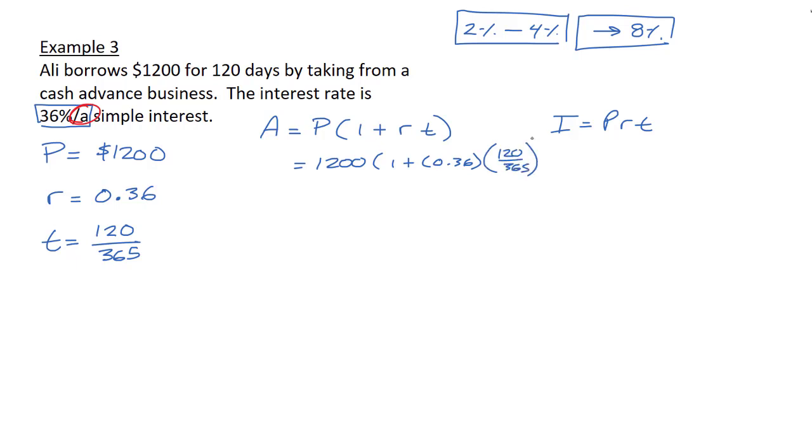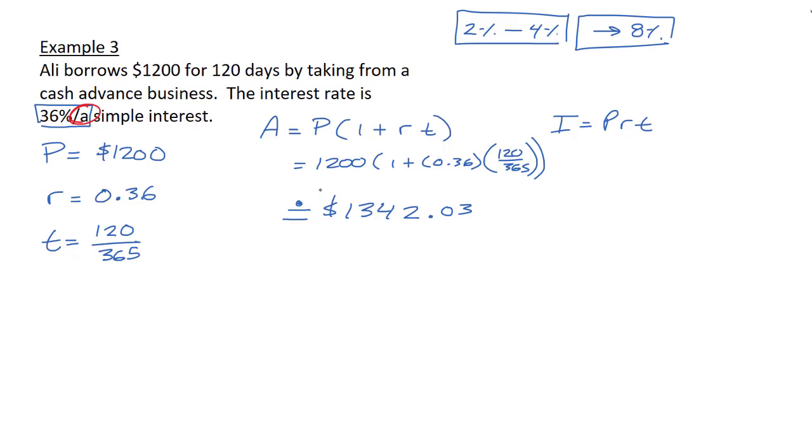So when I punch my calculator, first thing I'm going to do is go 120 divided by 365. And that's going to give me a pretty ugly decimal. And then I'm going to times it by 0.36. I'm going to add 1 to that. And then I'm going to times it by the $1,200. And the total amount of money he owes, I'm going to have to round to 2 decimal places, is approximately $1,342.03. Now, that's not too bad, because he only borrowed it for like 120 days, right?